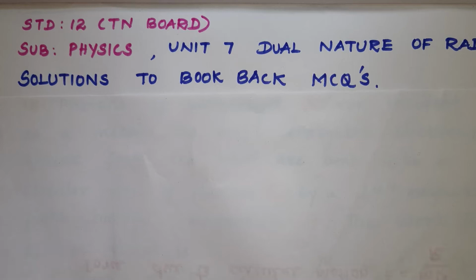Hello everyone. In today's session we are going to see Unit 7, Dual Nature of Radiation and Matter, solutions to the book back MCQs.